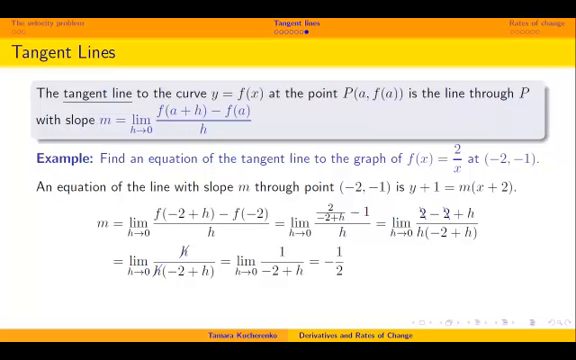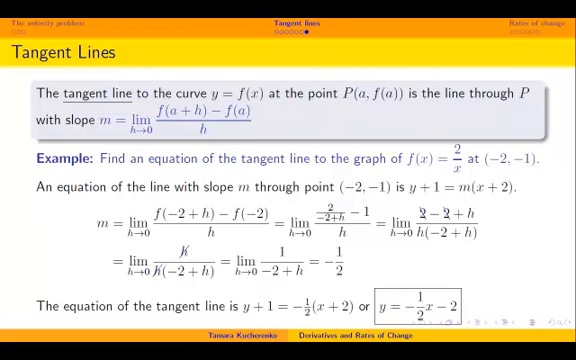We replace m by -1/2 in the equation of the tangent line and get y plus 1 equals -1/2 times x plus 2. The last step is to rewrite this equation in the slope-intercept form. The answer is y equals -1/2 x minus 2.